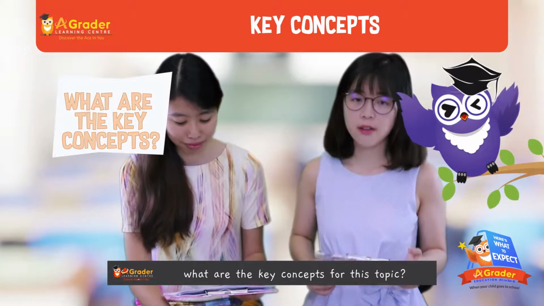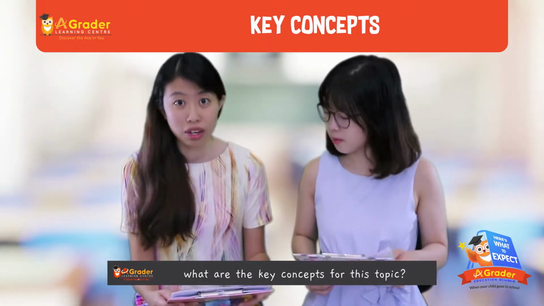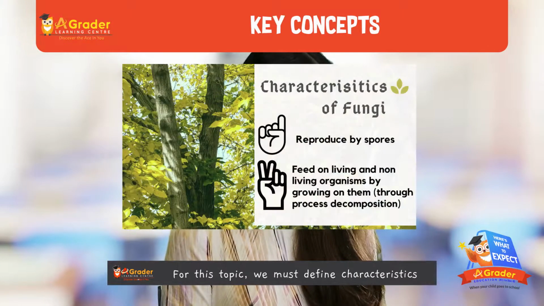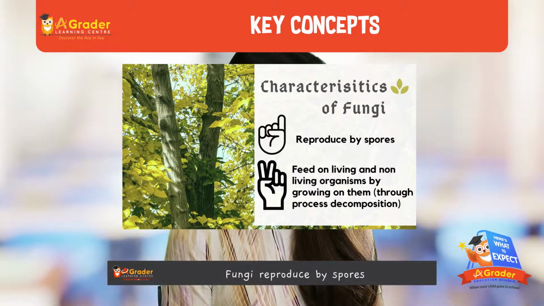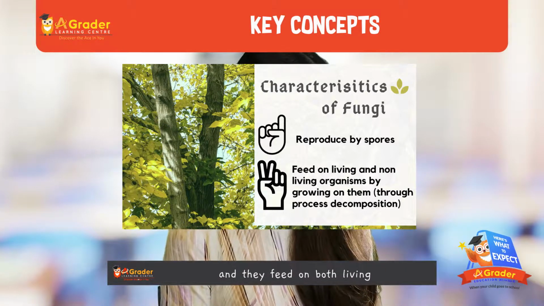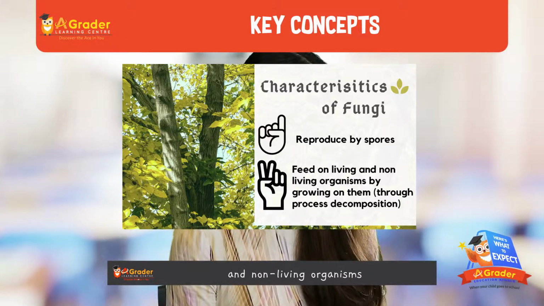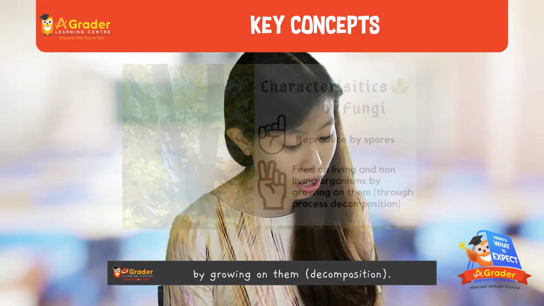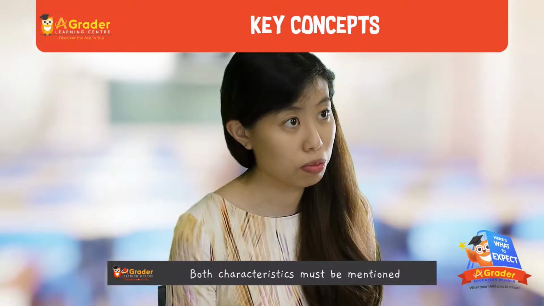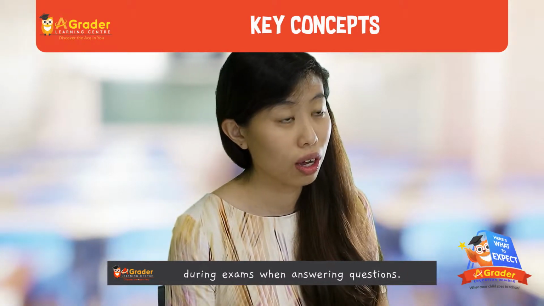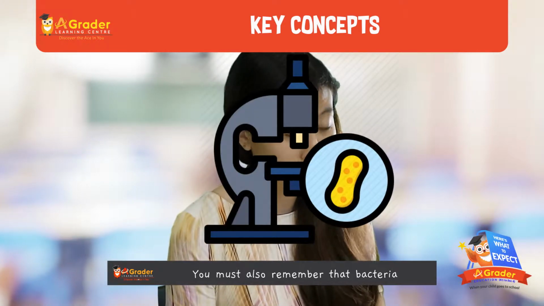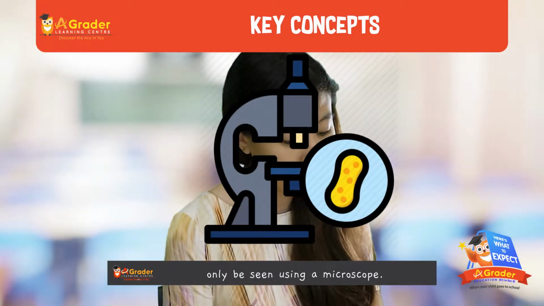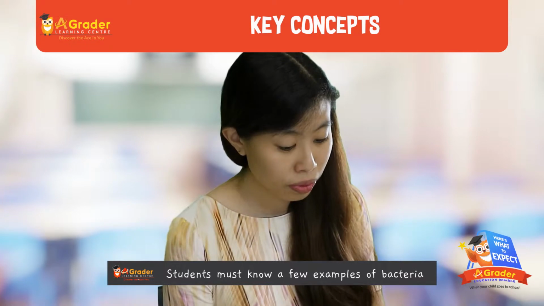Alright, can you share with us some of the key concepts for this topic? For this topic, they have to define characteristics of fungi and bacteria, which is fungi reproduce by spores and they actually feed on both living and non-living organisms by growing on them through decomposition. And both characteristics must be mentioned during exams when answering the questions. And you also have to remember that bacteria are microorganisms that can only be seen using a microscope.